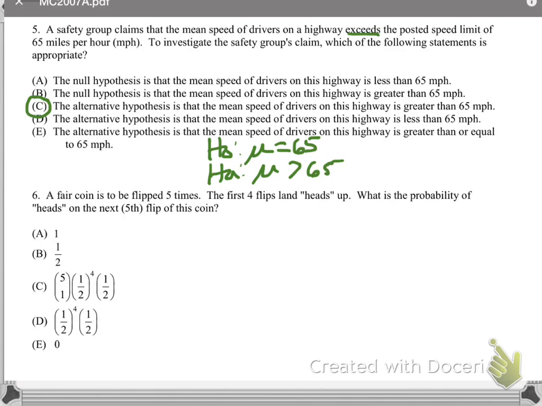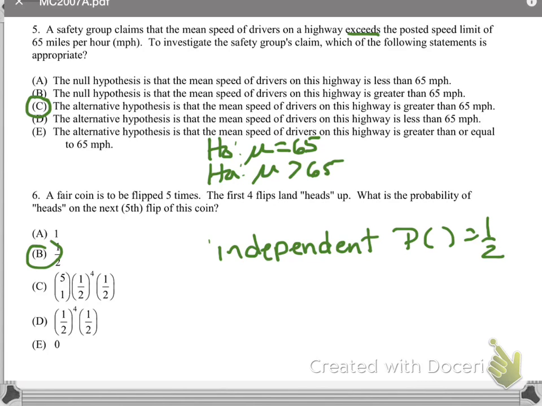Okay, let's go down here to 6. A fair coin is flipped. If the first 4 flips are heads up, what's the probability of the next one? Now remember, this is independent. It doesn't matter how many times, it's always going to be independent. So my probability is always going to be equal to 1/2. So the answer is B.